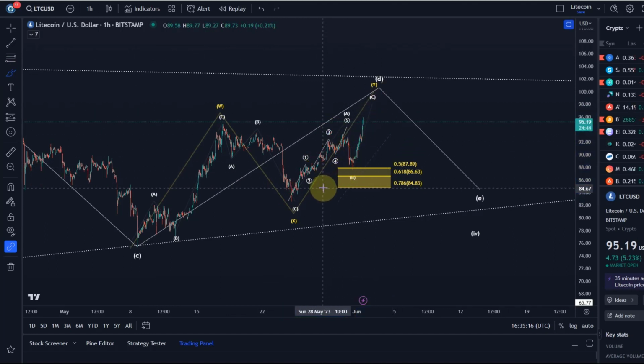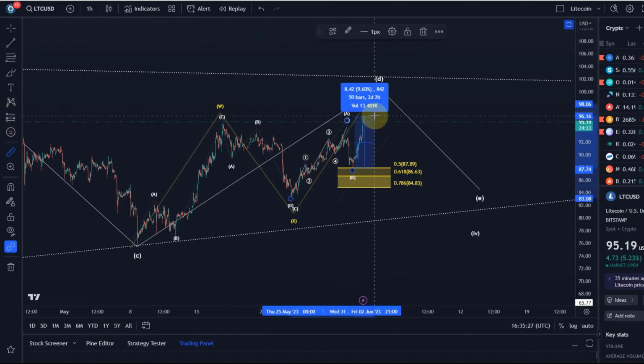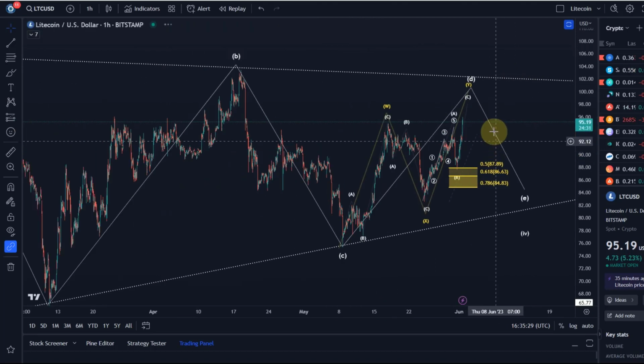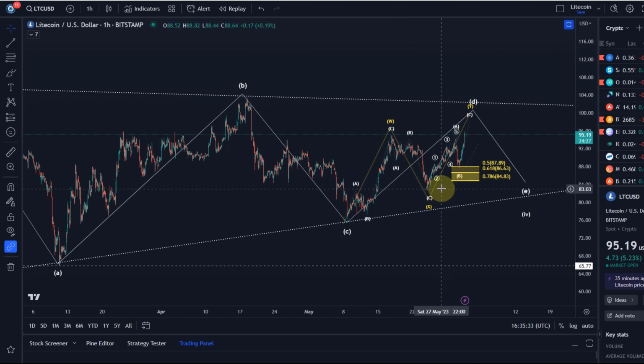Good to see that it reacted already to the 50% retracement level here at 87.89 very accurately, and it's now already moved how much off the top of the box. We're looking at nearly a 10% increase. So what I'm watching for here is either a direct breakout.